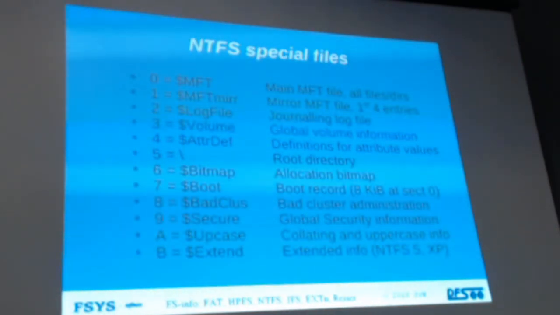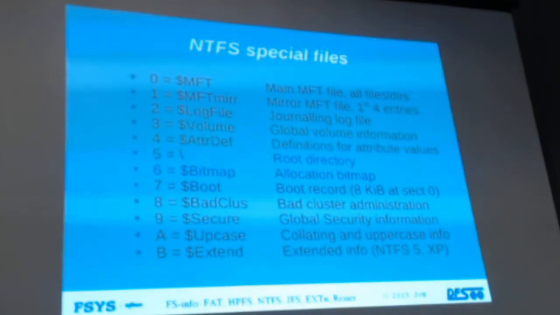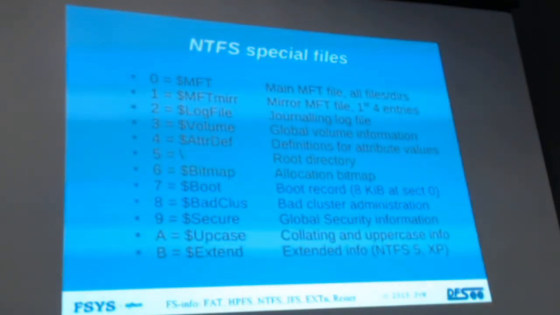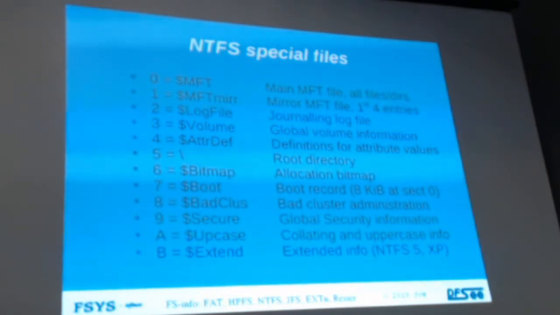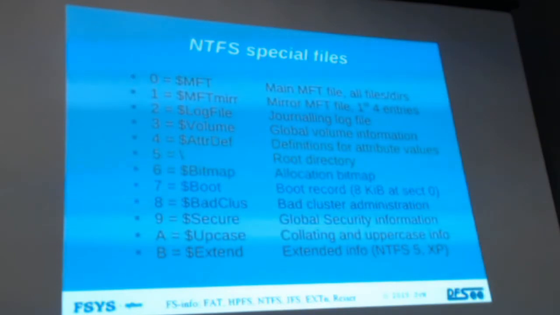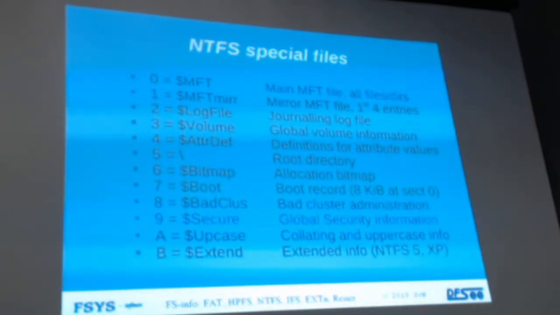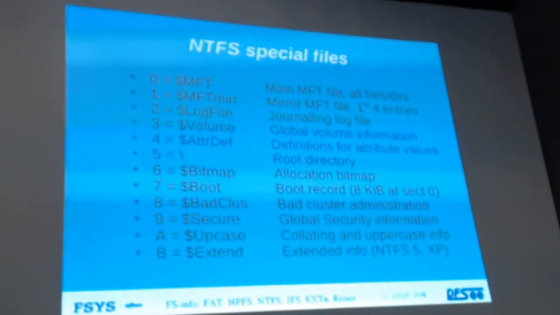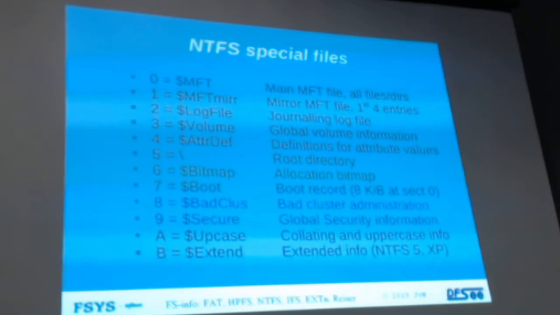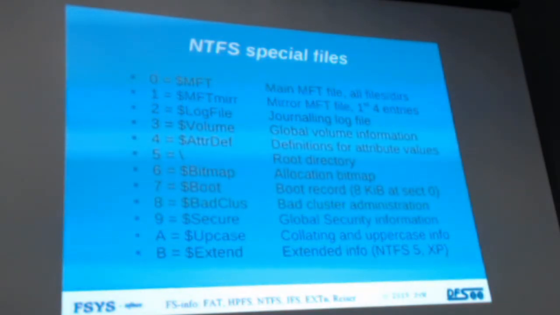Okay, there's some special files. You normally won't see those as an end user. But if you know the right commands, you can actually do a directory command to show those in the root directory. One of them is the MFT itself. There's a mirror of it for redundancy. There's lots of other things like a journaling log and volume information. MFT record 5 is the root directory. That's where everything else starts off from, of course.